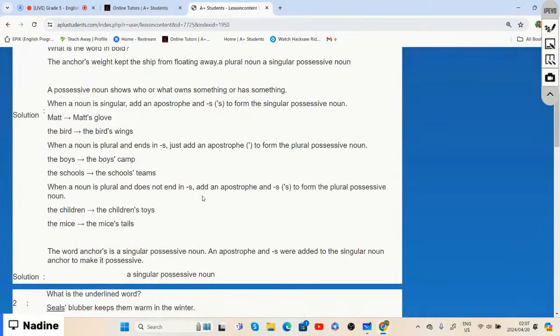All right. So possessive nouns, right? A possessive noun shows who or what owns something or who or what has something. And when a noun is singular, we basically just add an apostrophe as well as an S to form the singular possessive noun.